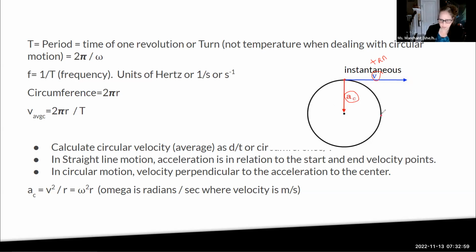So at another point on your revolution, we're still going to see the acceleration go to the center, and this time the instantaneous velocity is tangent and going down. And that's how we're going to rotate around. So don't forget, we're going to have to use some circumference if we want to find some average velocity. So the average velocity is the whole distance we traveled, and then the period or the time it took to go around one revolution.